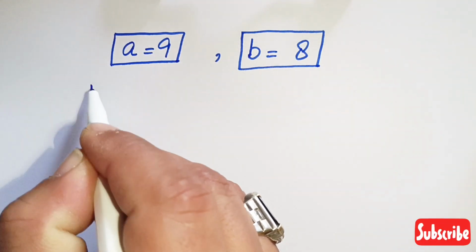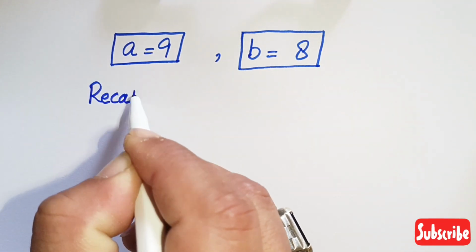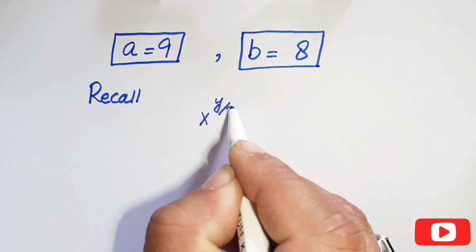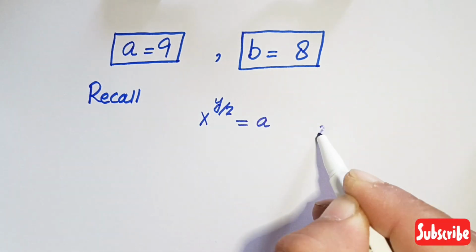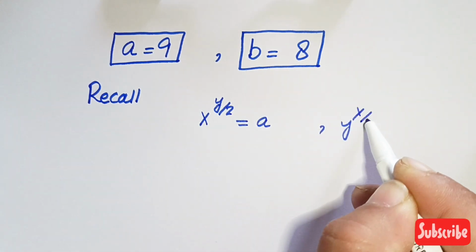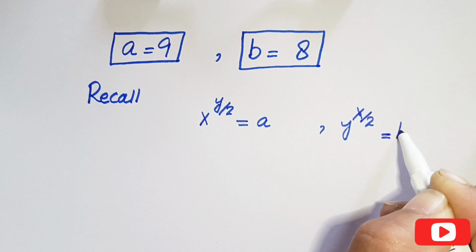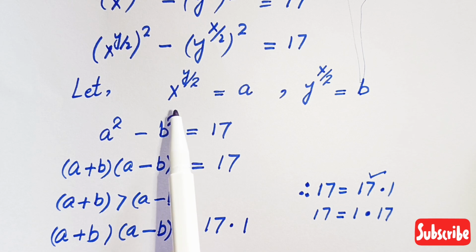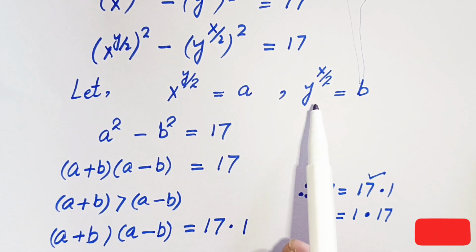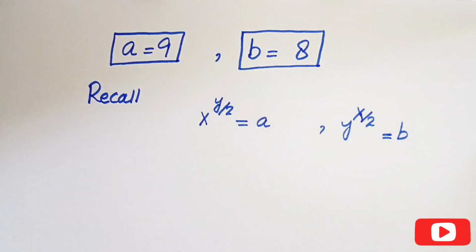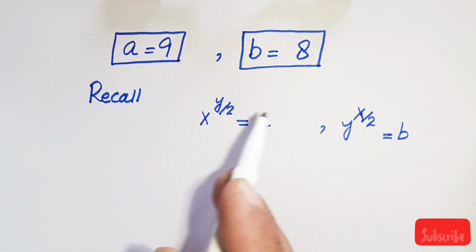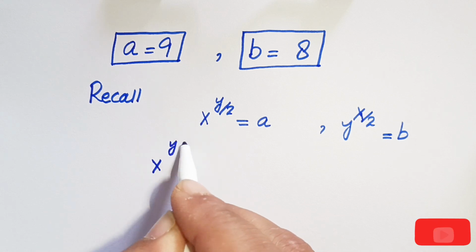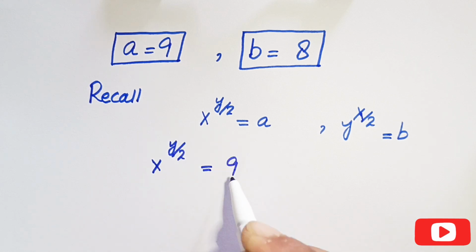Now we are going to recall our supposition: x to the power y over 2 is equal to a, and similarly y to the power x over 2 is equal to b. Putting the values of a and b, in the first case we put x to the power y over 2, which is equal to a, which is 9.